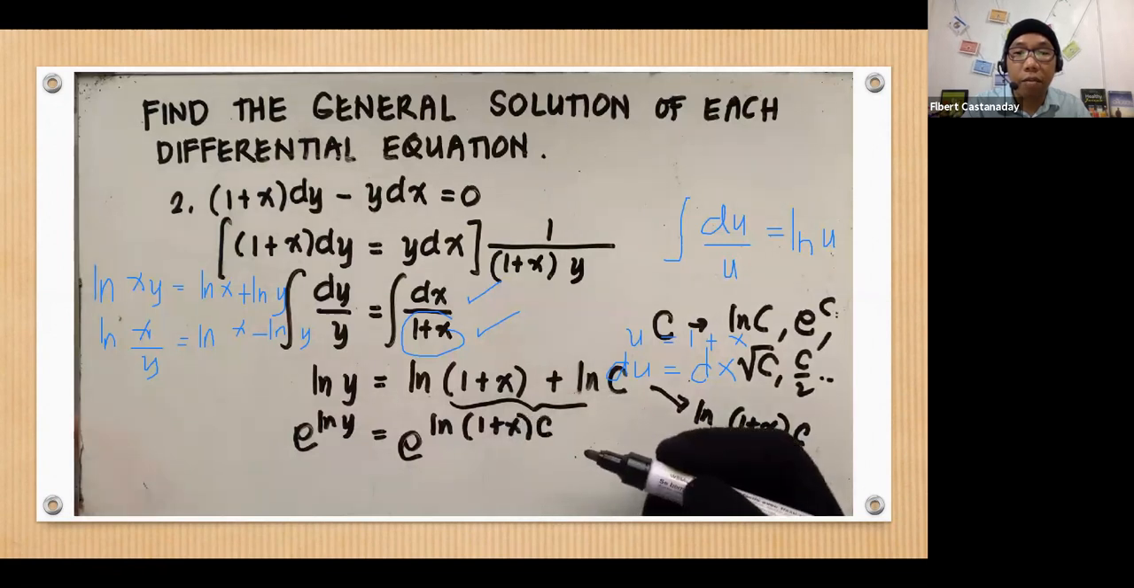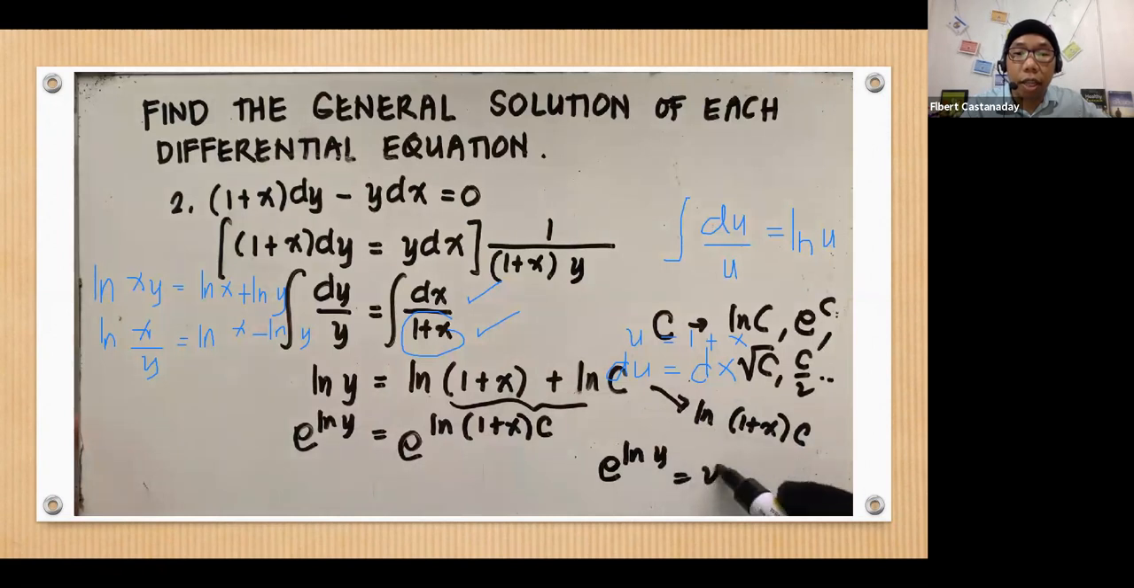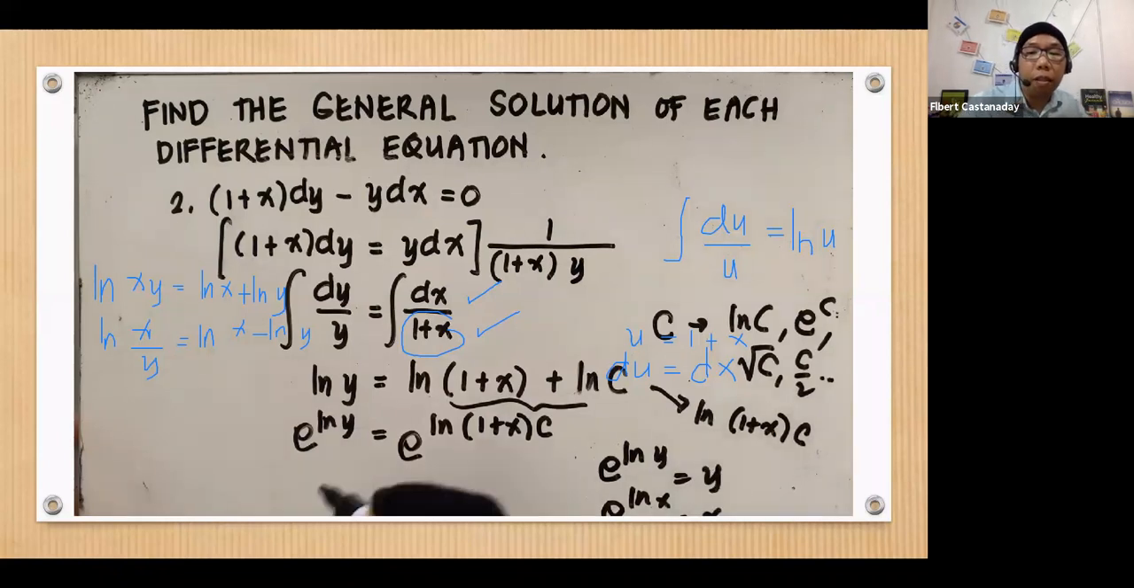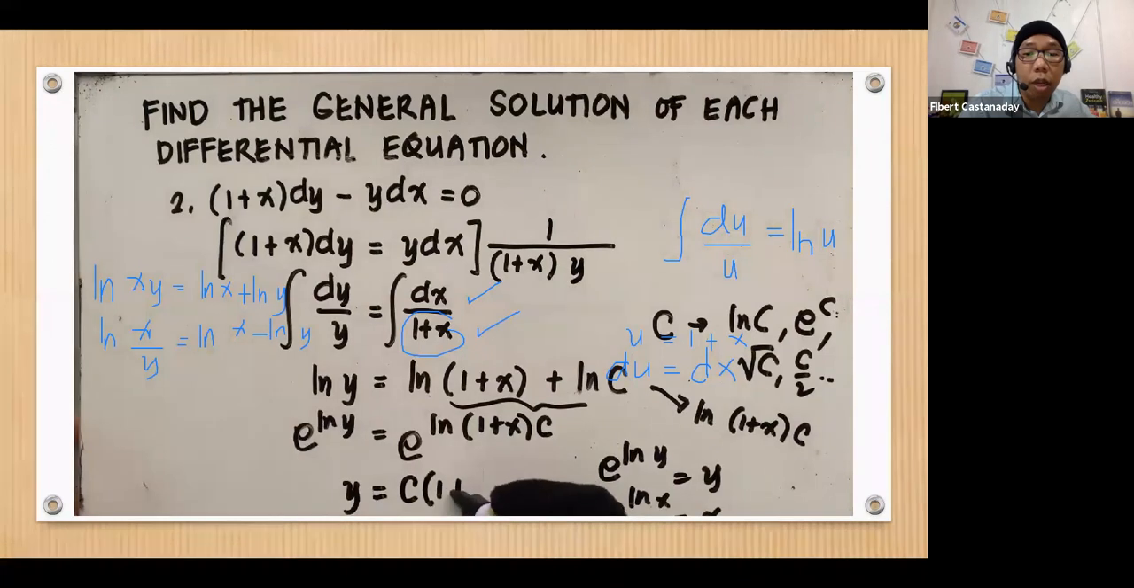Having written in this format, tatanggalin natin yung ln na function dyan. So again, recall, e raised to ln of y is y. e raised to ln of x is x. So here, we have the left-hand side equal to y and the right-hand side equal to the product c times 1 plus x. So ayan na yung final answer natin.